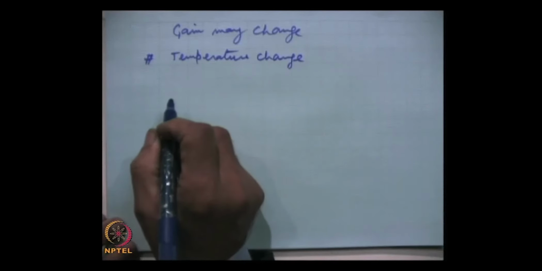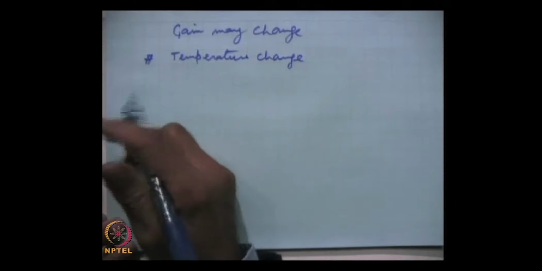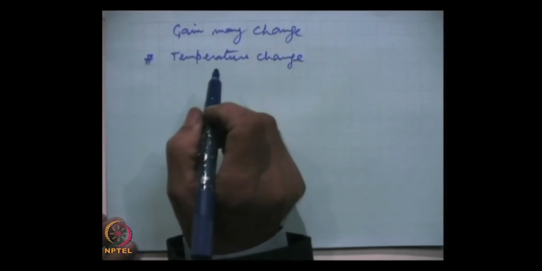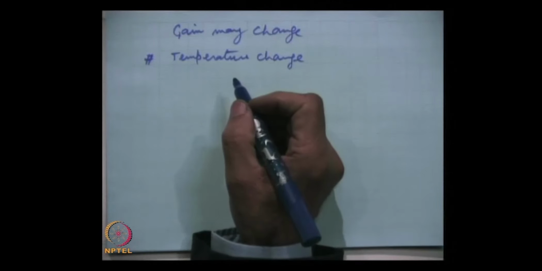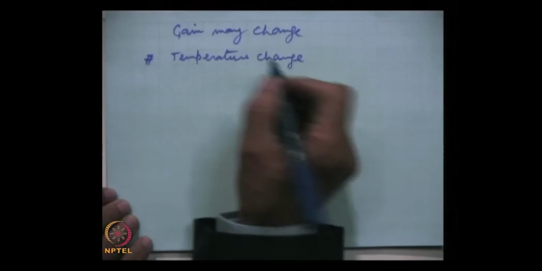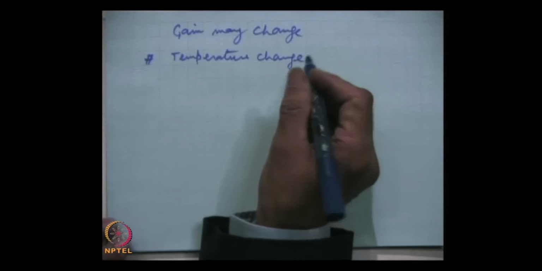Temperature change. Now, temperature changes of 50, 60, 80 degrees are very common. And why will the temperature change? For two reasons. In summer and in winter there is a difference of 30, 40 degrees. More importantly, when we operate a circuit, there are power devices like transformers, etc., and there are semiconductors which are temperature sensitive, so the characteristics are bound to change. So, temperature change is one factor which may influence the performance of the amplifier.